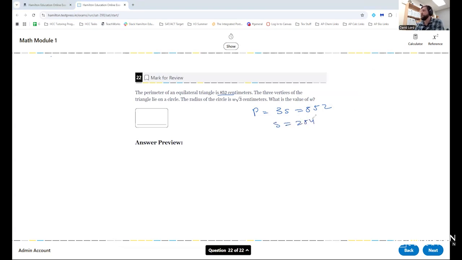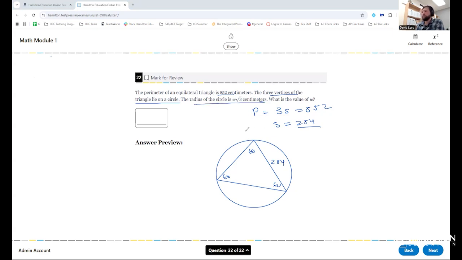All right, what else do we need to know? The 3 vertices lie on a circle. All right, so let's draw a circle, and then we're going to draw a triangle. And it's inscribed. So I'm just going to roughly get an idea. Okay. And we now know that all the angles are 60 degrees because it's an equilateral triangle. And we know that the length is 284. The radius of the circle is w root 3. All right, and we're now solving for w.